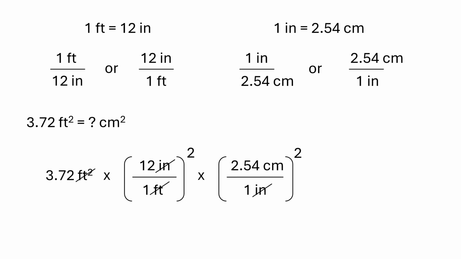Mathematically, this should be 3.72 times 12 squared divided by 1 squared times 2.54 squared over 1 squared. This gives us 3,456 square centimeters, or 3.46 times 10 to the third square centimeters.